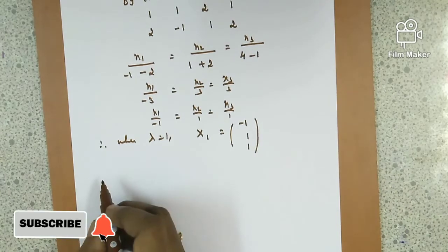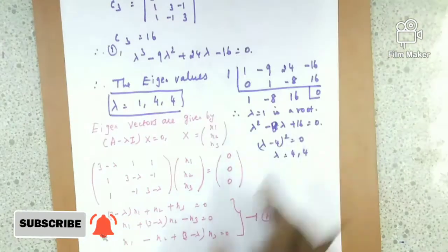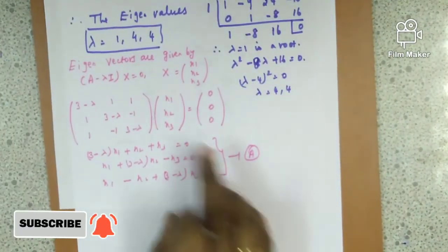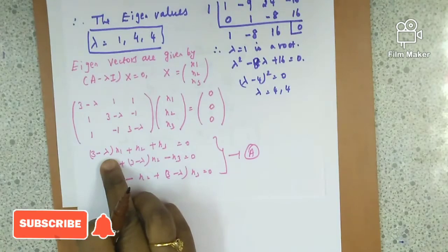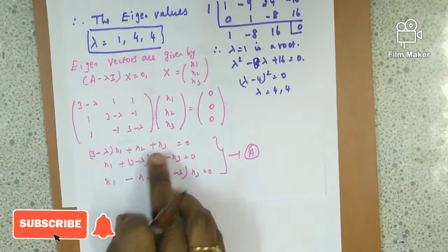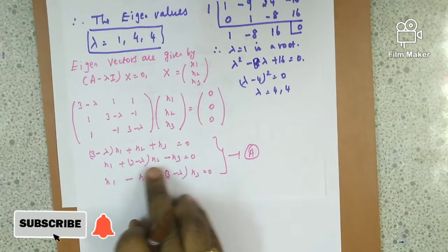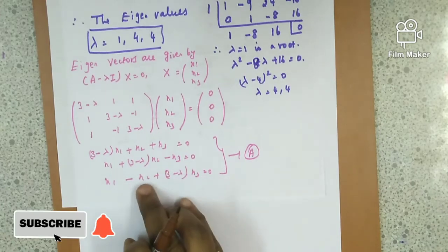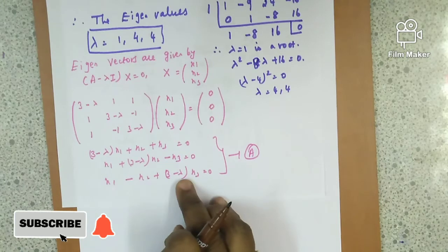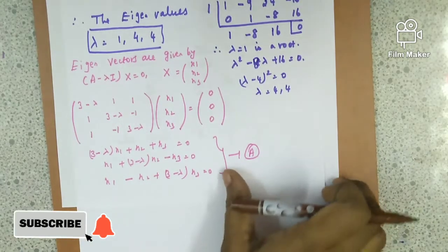Now we have to take the next eigenvalue, lambda equal to 4. When lambda equal to 4, we will take the system. In the system of equations A, we have to put lambda equal to 4. So what will happen? Here 3 minus 4, that will become minus x1 plus x2 plus x3. Then the second equation also, x1 plus 3 minus 4, so minus x2 minus x3. Then x1 minus x2 plus 3 minus 4, so minus x3 equal to 0. So we will get all three equations the same.